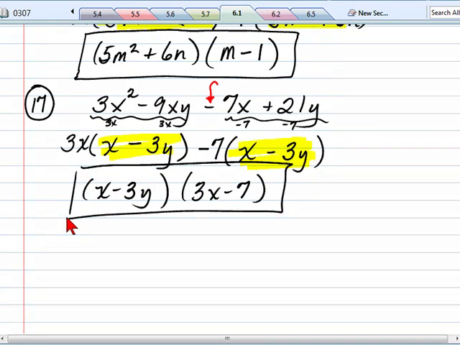So in the beginning, whenever you factored out 3x, and you divided 3x into 3x squared, how come the x didn't cancel out? Like, why were you looking at x?